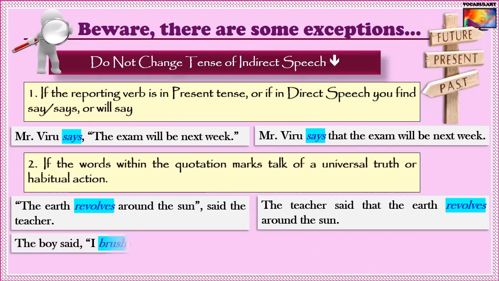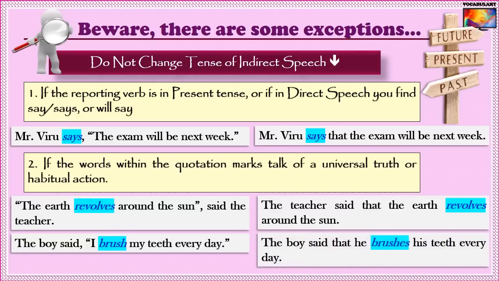Similarly, the boy said, "I brush my teeth every day." The indirect speech for this sentence is, the boy said that he brushes his teeth every day. Since the sentence contains a habitual action, the tense will remain simple present.